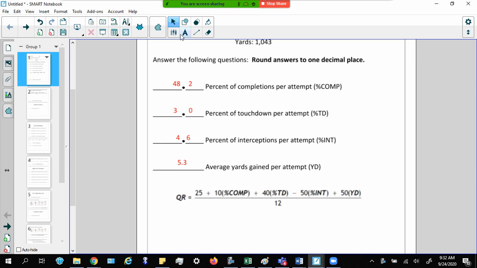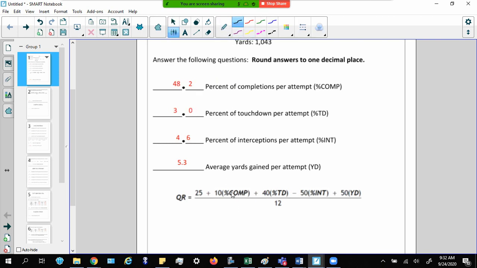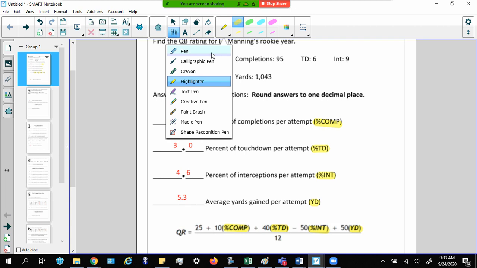First, we have to figure out the percentage of completions, the percentage of touchdowns, the percentage of interceptions, as well as the yards. I went ahead and broke it down into three pieces. You should know this setup by now. To find the percent of completions, I went ahead and gave you the answer so you can already have it with you.